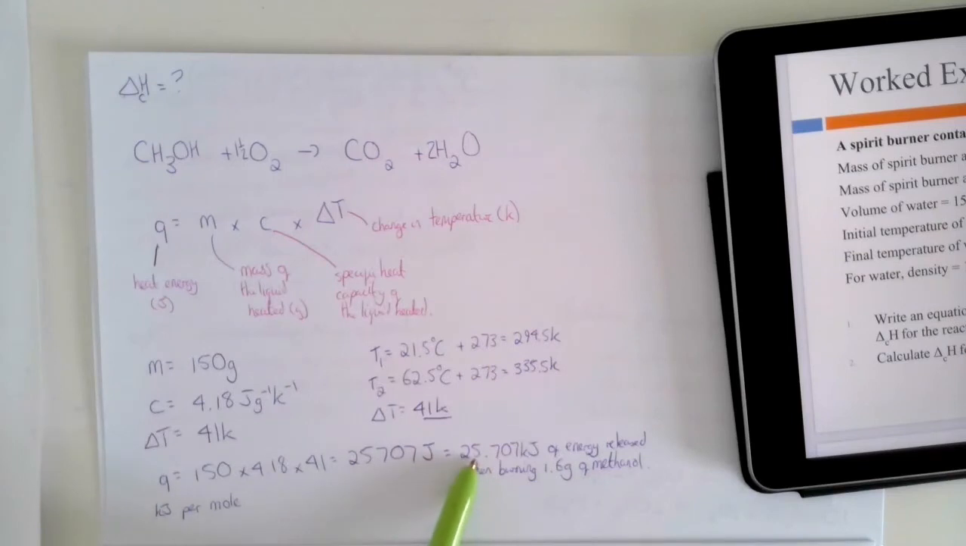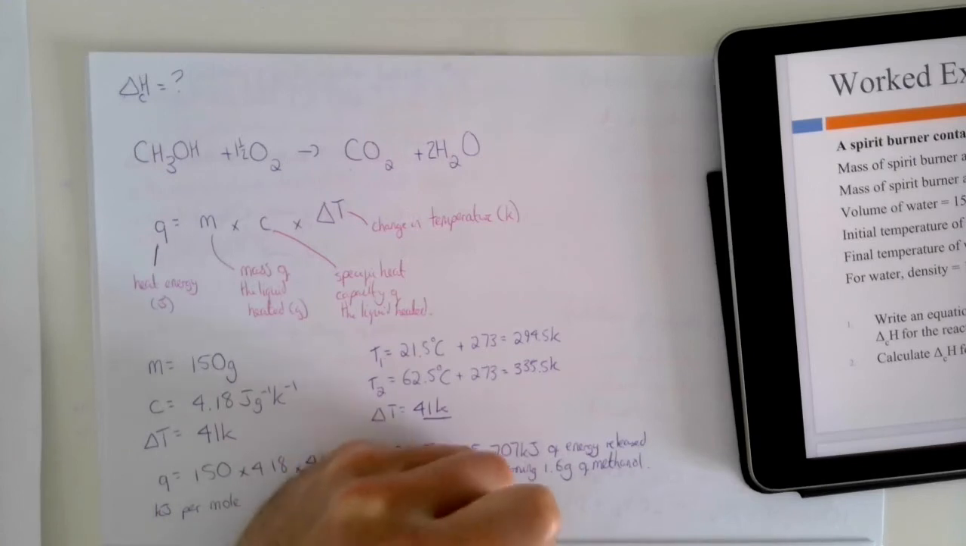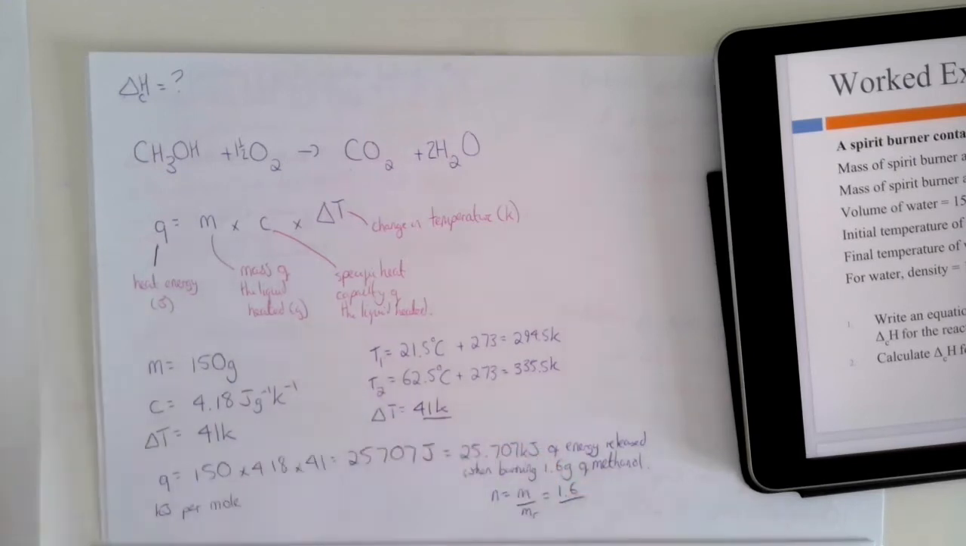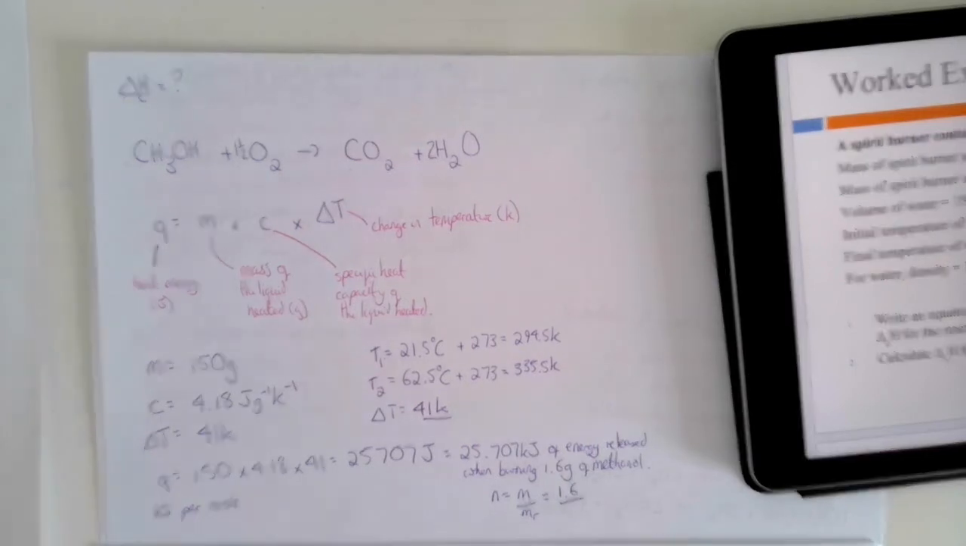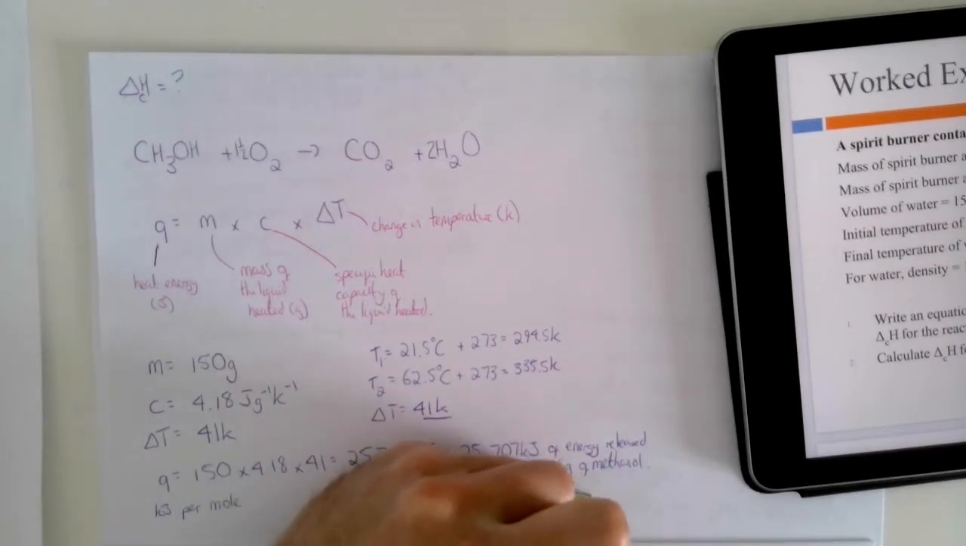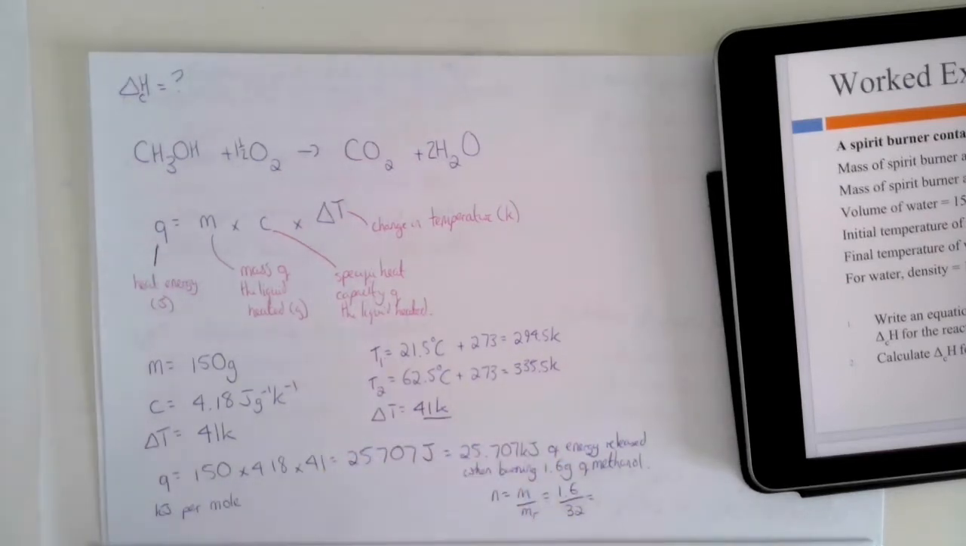So that's how much energy is released for burning that much methanol, and I want to convert it into kilojoules per mole. So I need to work out how many moles of methanol that is. The number of moles is the mass over the Mr, 1.6 over the Mr of methanol, so 12 plus 16 plus 4, 32. So 1.6 over 32 will give me 0.05.